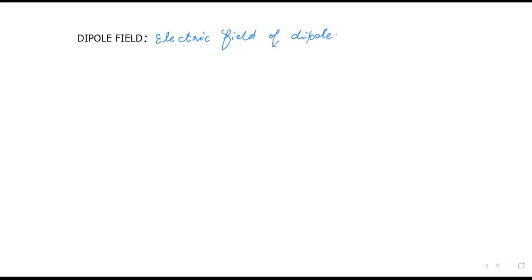To calculate the electric field of dipole, we require some basic information. Suppose that you are taking a dipole like this. This is your dipole. This is your charge 1 and this is your other charge 2. You can take it as positive and negative charges. This is your charge plus Q and this one is the charge minus Q.